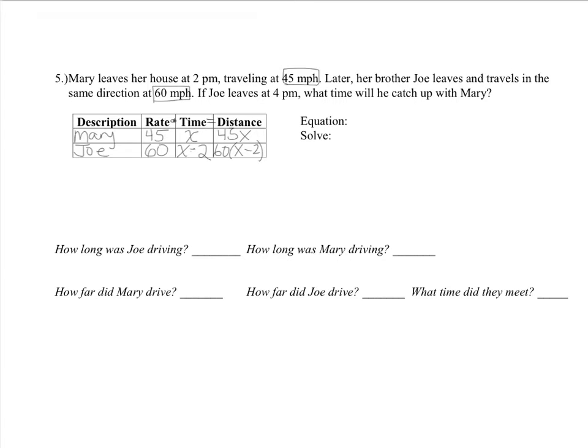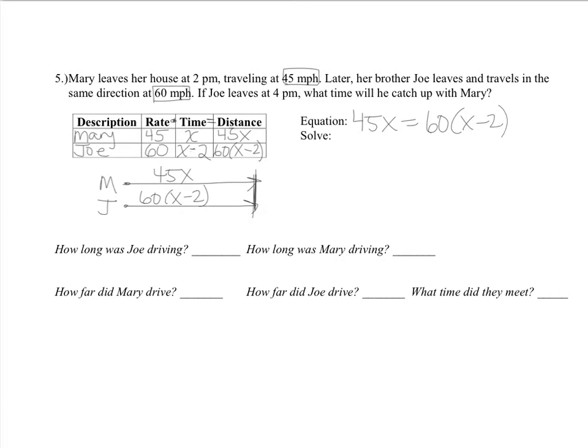Now, if you think about it, they're going in the same direction, right? So let's just draw a little picture here for a second. Here's Mary. She starts traveling, and her distance is represented by 45x. And then here's Joe. He leaves later, but he's still going in the same direction. His distance is measured as 60 times x minus 2. But by the time they meet, what's going to be true about their distances? Well, their distances are going to be equal, even though they left at different times. So my equation is going to be 45x equals 60 times x minus 2.